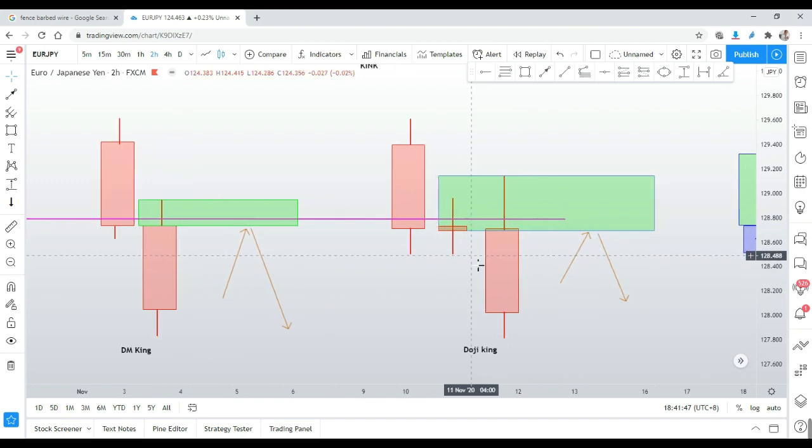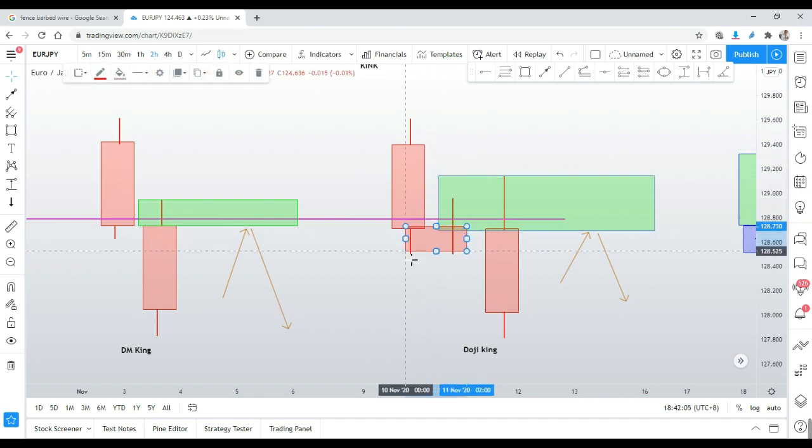The question usually asked here is whether the color of the spinning top matters. I'll tell you, it does not matter at all. It's either a bullish or a bearish spinning top, both are okay. So how do we label it? Exactly like this. We label it, sorry.